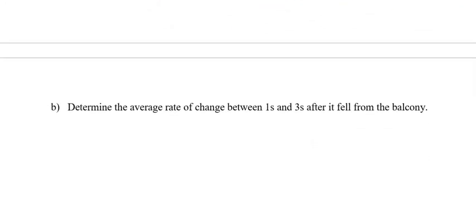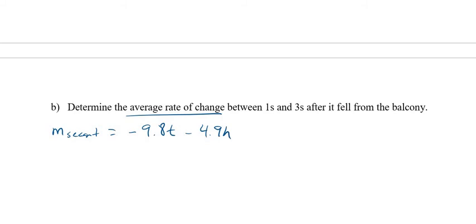So part B is asking us to determine the average rate of change between 1 second and 3 seconds after it fell from the balcony. So we're going to use average rate of change. We just found a formula for the average rate of change in the last part, and that was negative 9.8t minus 4.9h.